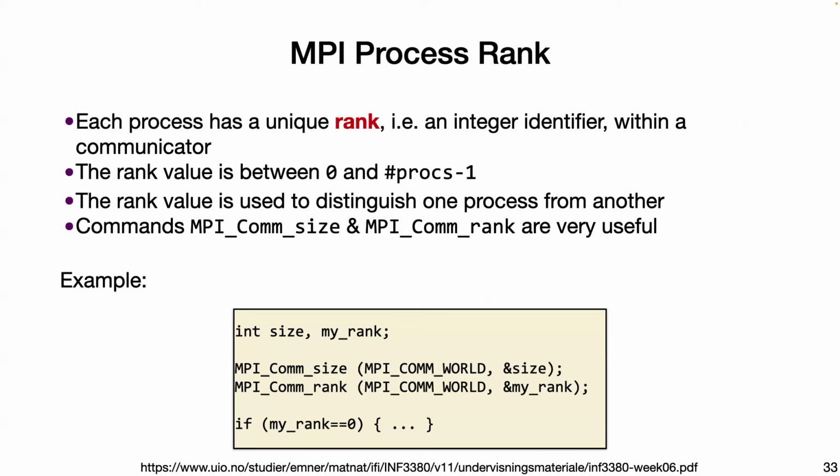So this is example usage. You have int size and my_rank. This is how you call MPI_Comm_size and MPI_Comm_rank. You pass in COMM_WORLD and a pointer to the size or rank, and then you can print them and use them in your program. Like here, if my rank is 0, then you can do something. Each process executes separately. When you write MPI code, for example your int main, and you write some stuff in it, every process is executing that separately.